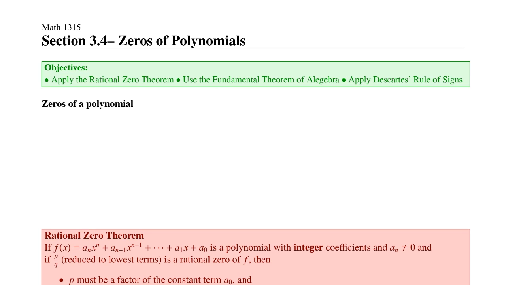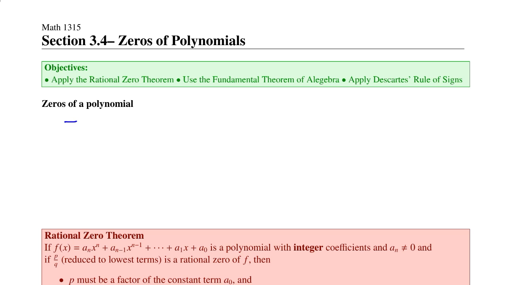In section 3.4, we'll be looking for the zeros of polynomials. We'll apply the rational zero theorem, use the fundamental theorem of algebra, and apply Descartes' rule of signs. Let's start with the zeros of a polynomial.